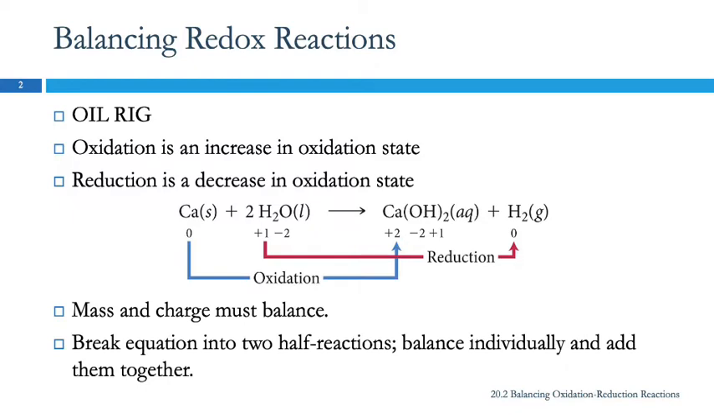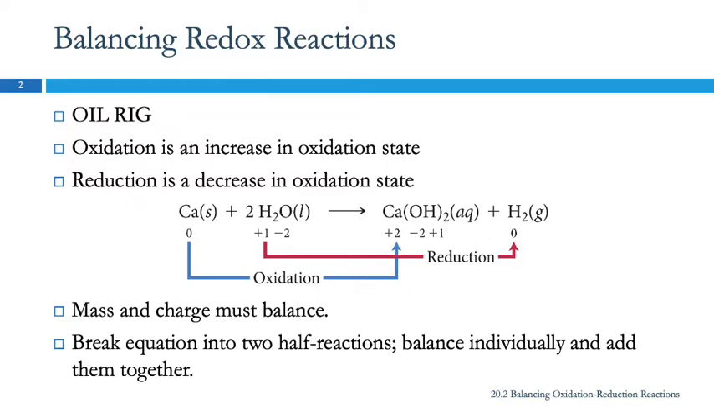So in redox reactions, the mass has to balance, and that's what we've been doing previously in balancing by inspection. But the charge also must balance. And for some of these reactions, if you try to balance them by inspection, you're going to pull your hair out because it's almost impossible. Some of them you can do that way, but I'm going to show you a method called the half reaction method of balancing redox reactions.